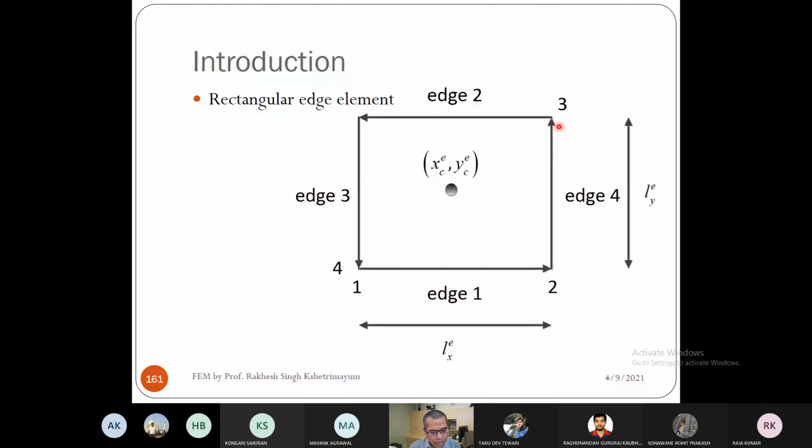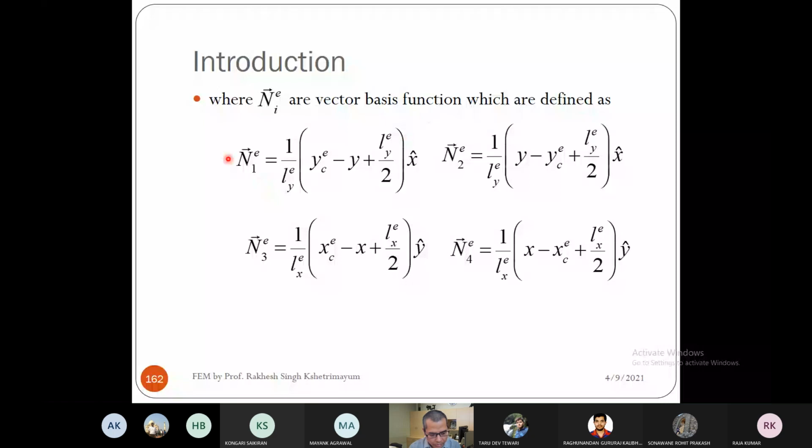Let us try to find the vector interpolation or shape functions for this rectangular edge element. The vector basis functions for this element are defined something like this. N1 is 1 by Ly times (yc minus y plus Ly by 2) x hat. This is the first vector basis function. The second basis function, N2, is 1 by Ly times (y minus yc plus Ly by 2) x hat. N3 is 1 by Lx times (xc minus x plus Lx by 2) y hat. And N4 is 1 by Lx times (x minus xc plus Lx by 2) y hat.